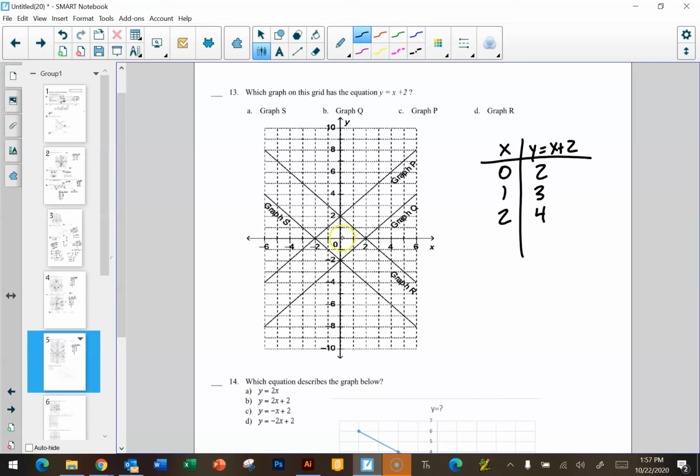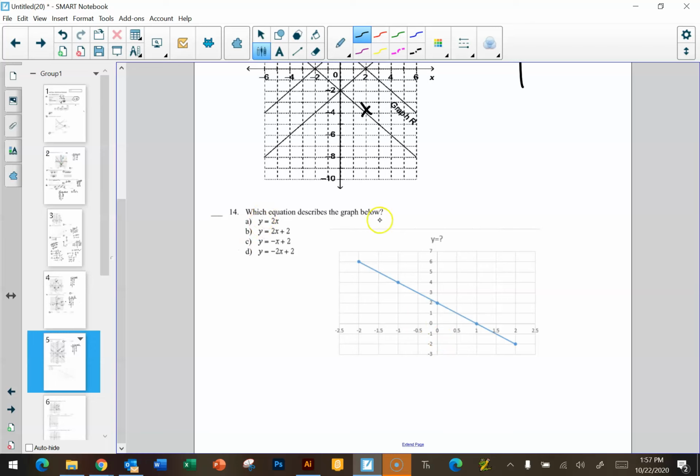Okay, so 0 and 2 is there. So we know it's not this one, and we know it's not this one, because those lines don't pass through that point. It's got to be either P or R. Okay, so let's check. 1 and 3. So that's 1, that's 3. We already know it's P, but we could also continue and go graph 2 and 4, and that's on P as well. So that one's C.